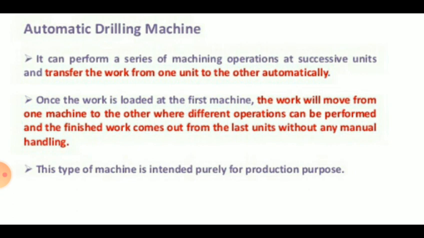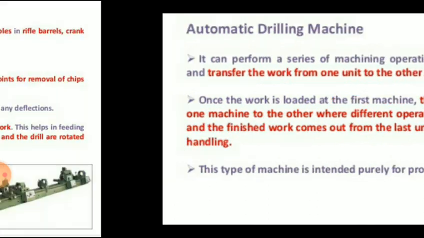Automatic drilling machine: it can perform a series of machining operations at successive units and transfer the work from one unit to the other automatically. Once the work is loaded at the first machine, the work will move from one machine to the other, where different operations can be performed and the finished work comes out from the last unit without any manual handling. That is called the automatic drilling machine.